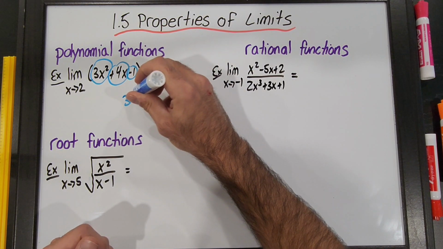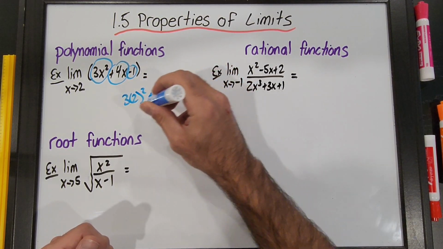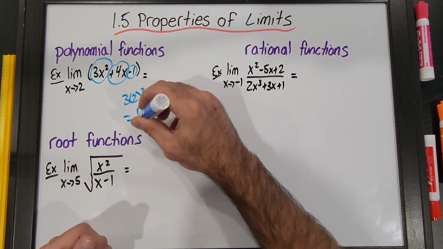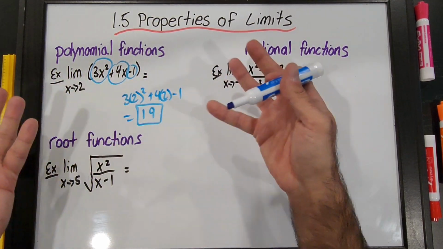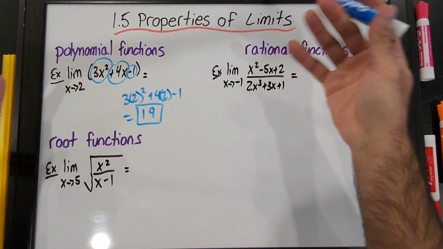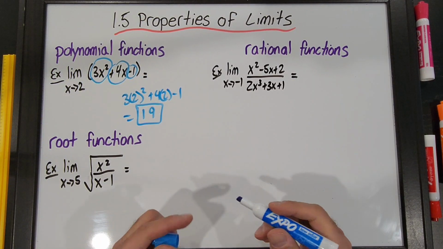So it's 3 times 2 squared plus 4 times 2 minus 1, and this just equals 19. So the limit of this polynomial function as x approaches 2 is 19 because it's a polynomial function, right? It goes forever. It's continuous. Left and right, it's going to be the same, or it's all good.